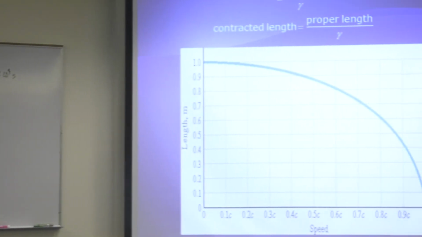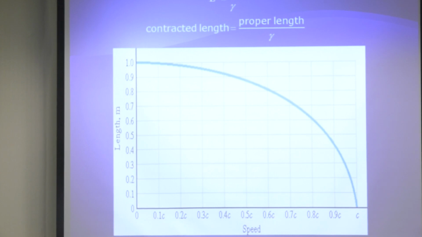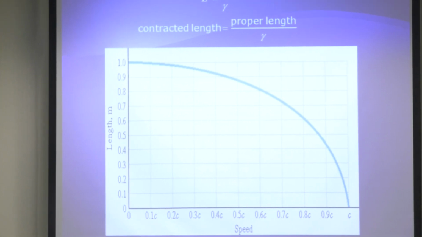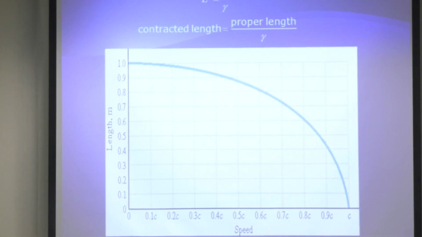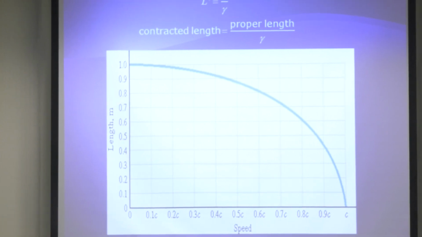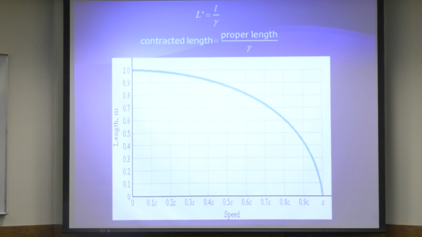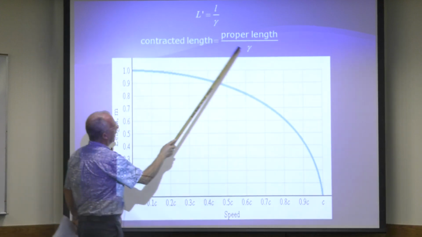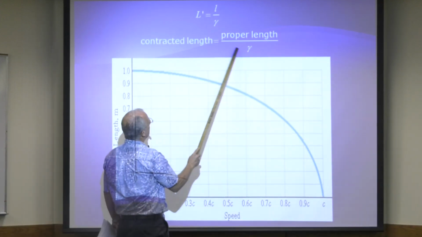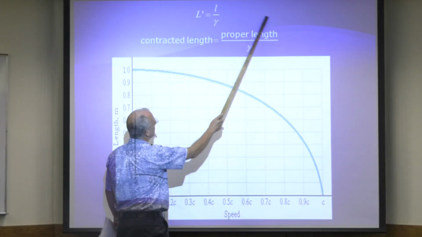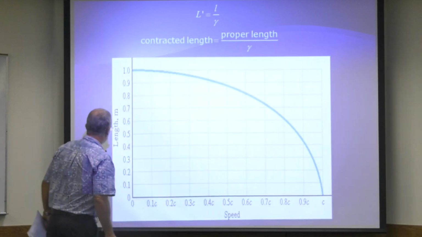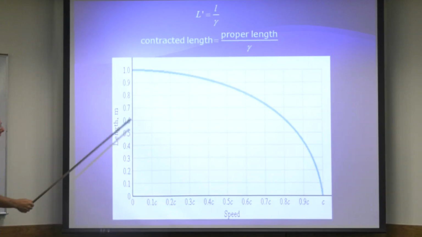So we have a contracted length and a proper length. And the equation is that the contracted length is the proper length divided by gamma. And it's easy to remember because contracted means smaller, right? Gamma is always greater than 1, so this has to be less than the proper length. Okay. And here's a cool graph.